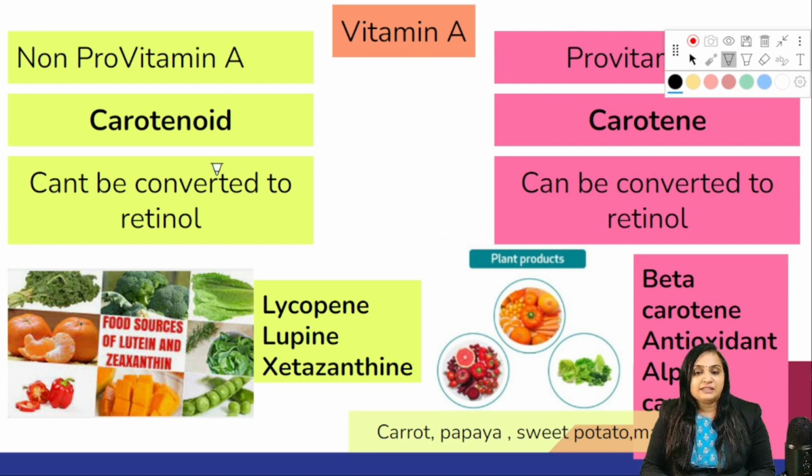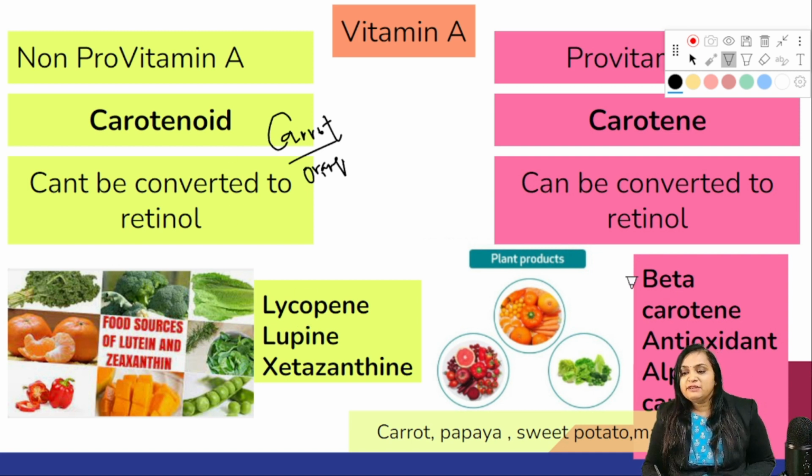Non-proVitamin A, carotenoids. Carotene comes from carrot. So all the vegetables and fruits of orange yellow colors are a rich source of carotenoid. ProVitamin A, we all know, is beta carotene and alpha carotene. Carrot, papaya, sweet potatoes and mangoes are rich sources of beta carotene, and it has antioxidant properties.